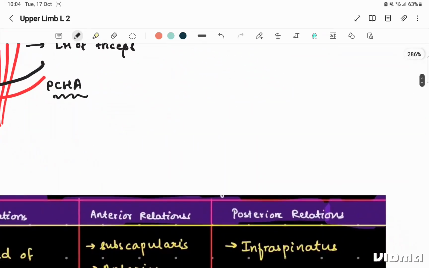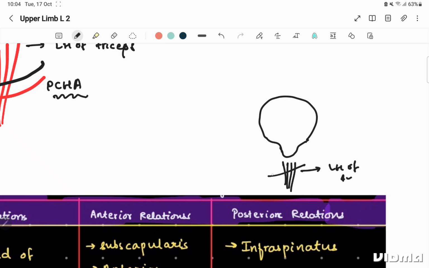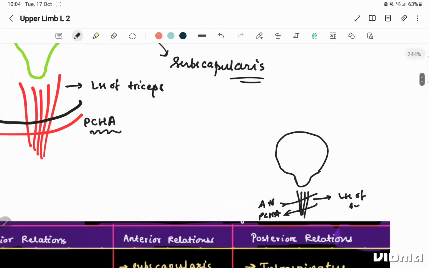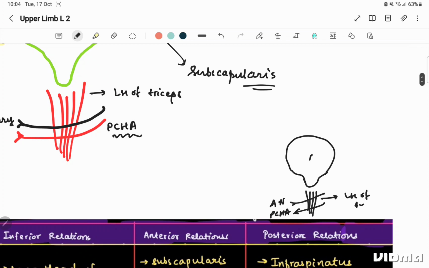Let me quickly draw a diagram of the shoulder joint. So first you can draw the capsule here like this. Then you can draw the long head of triceps. Then an artery and a nerve, the axillary nerve, and the artery is called the PCHA, posterior circumflex humeral artery. And we have the glenoid cavity here. Above the glenoid cavity we have the long head of biceps. Then we have four muscles here. One was teres minor, the second was infraspinatus, the third was supraspinatus, and the fourth was subscapularis.